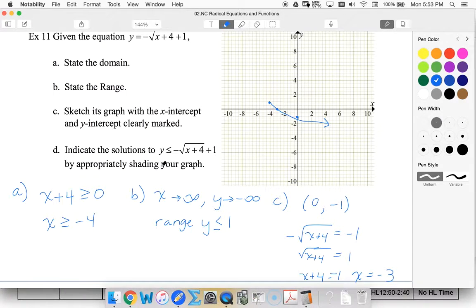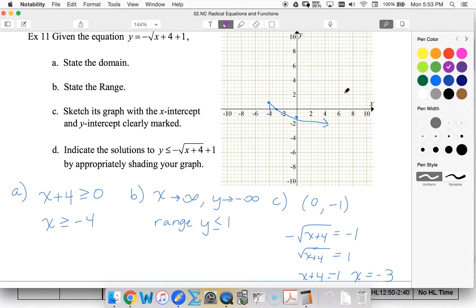Indicate the solutions to y is less than or equal to this graph by appropriately shading on my graph. So less than or equal to, I want all the values underneath. Let's switch colors here. And we're including our function as well, so our function can be shaded. All right, there we go, through it. And we're going to shade all the points less than or equal to.